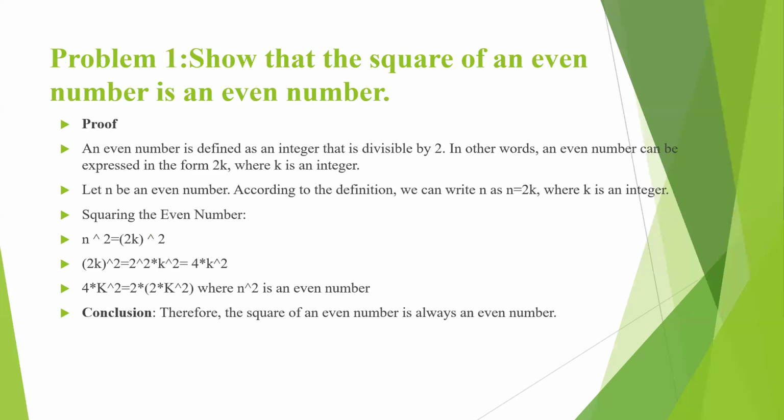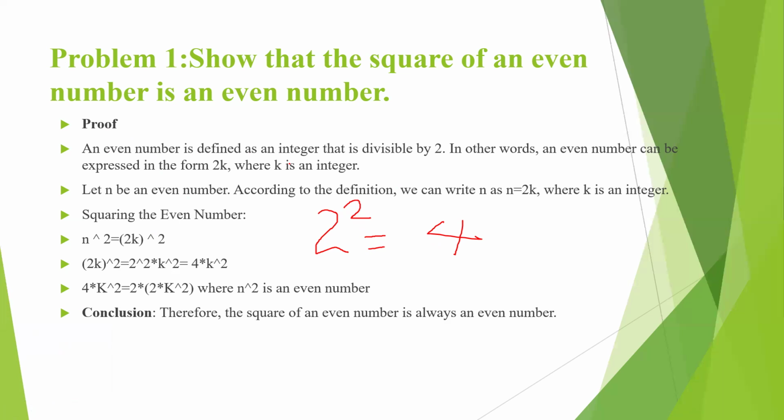So let me show you the first problem. The first problem is to show that the square of an even number is an even number. Let me take an example. If 2 is an even number, then the square of 2, that is 4, is also an even number. So we have to prove that if n is an even number, the square of n is also an even number. The proof is given here.